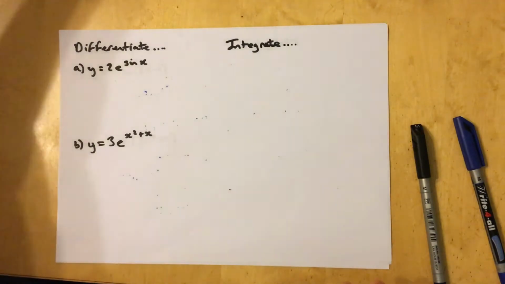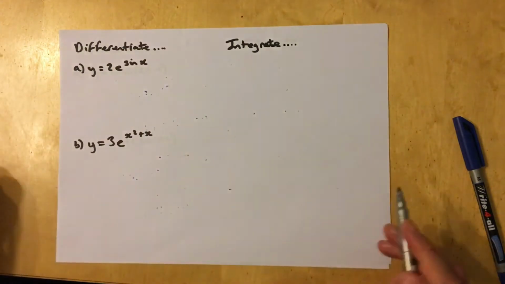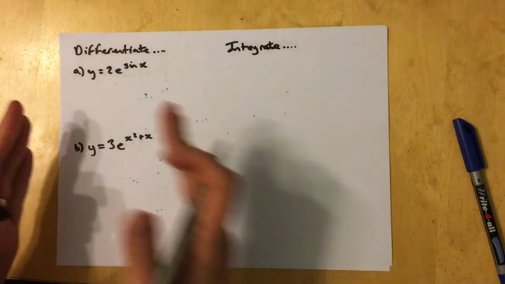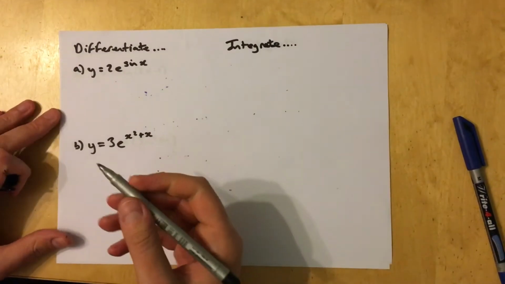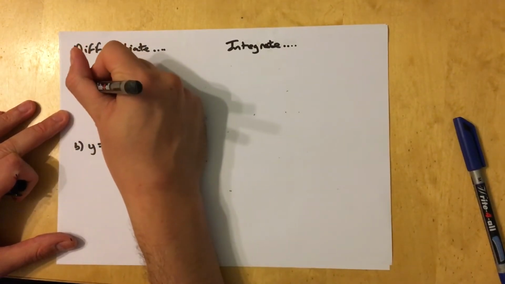So what about if we've got some exponentials going on? So again, let's take a similar kind of tack. What we're going to do is start off by doing some differentiation and then see if we can figure out the steps and then reverse that process. Okay, so if we have a look here, we've got 2e to the power of sine x.